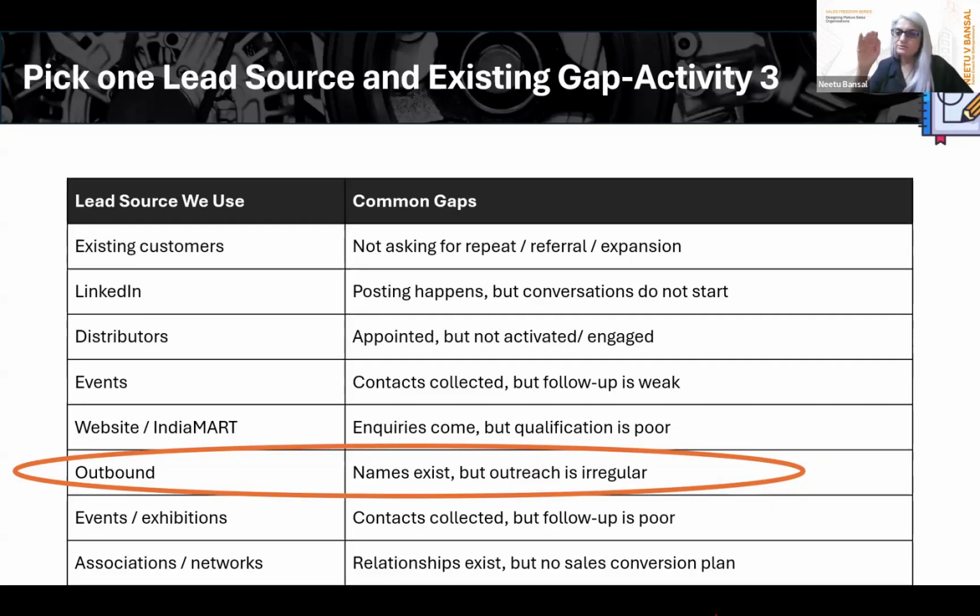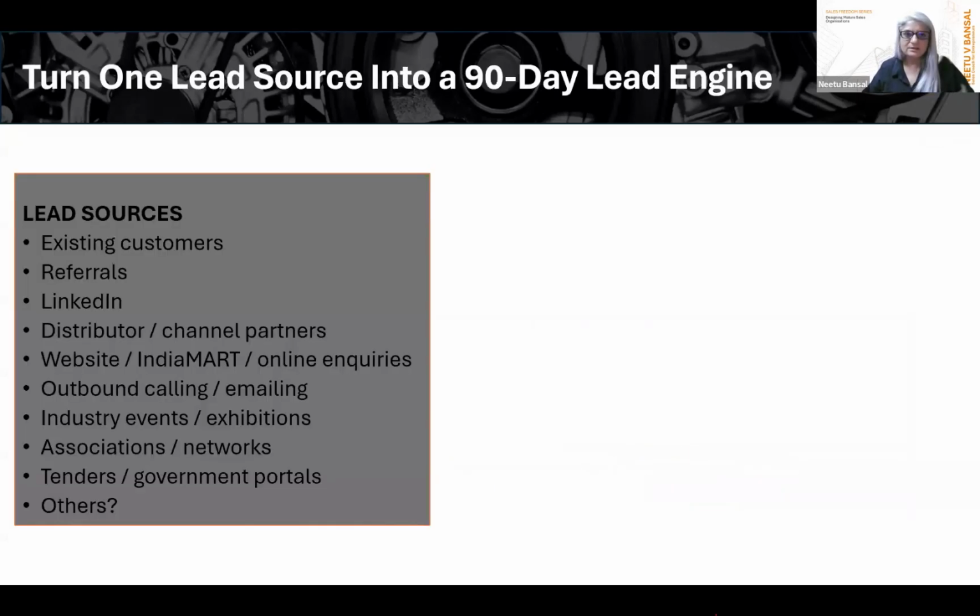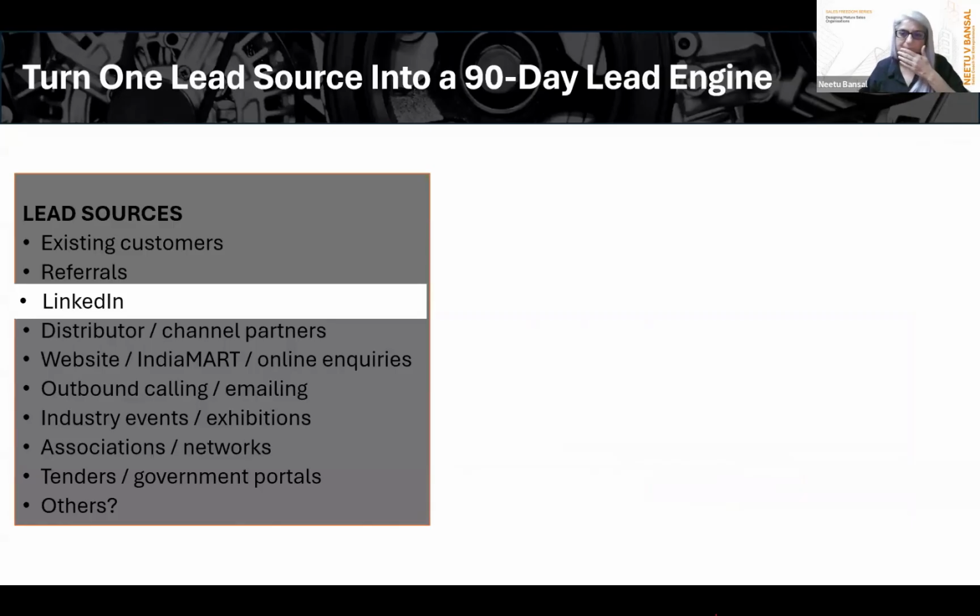So I wanted to go back to your lead sources, identify what the gap is, bring it, and then say, okay, in the next 90 days what will I change about this? Okay, so that's the work that we are going to be doing in this. So here's how we're going to do it. Let's take the example. I've taken the example of LinkedIn. Let's say most of your customers are corporates, and the corporate purchase managers have their profiles on LinkedIn. So you're going to reach out to them on LinkedIn.